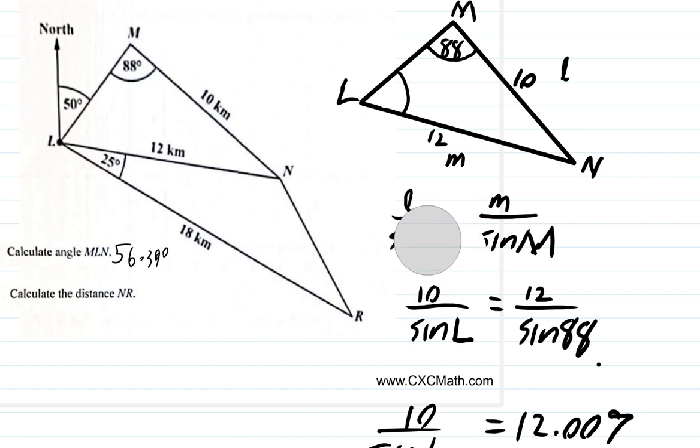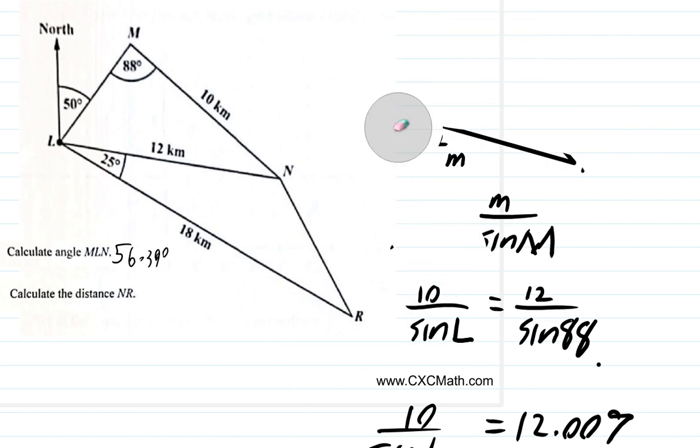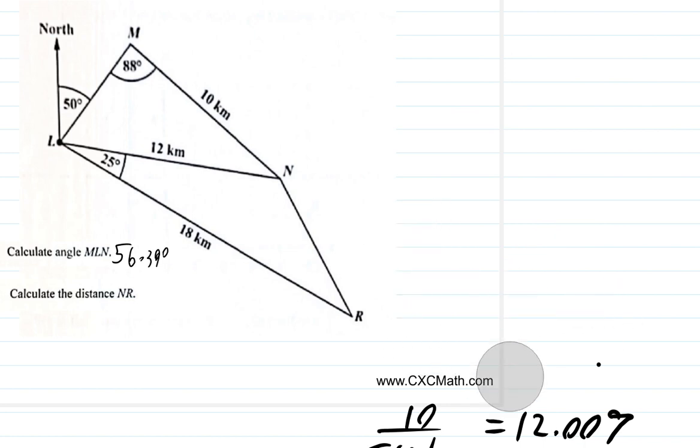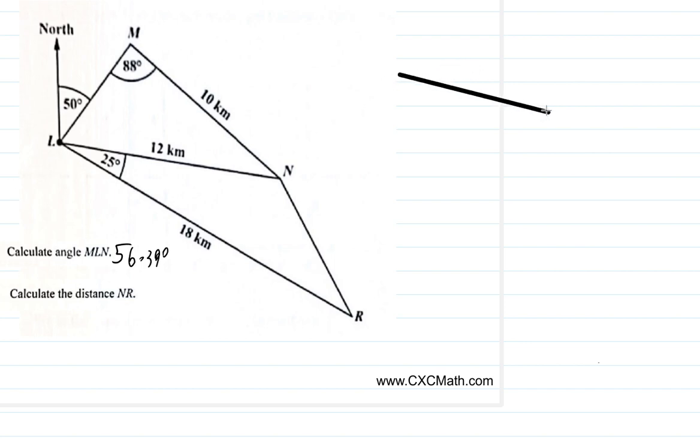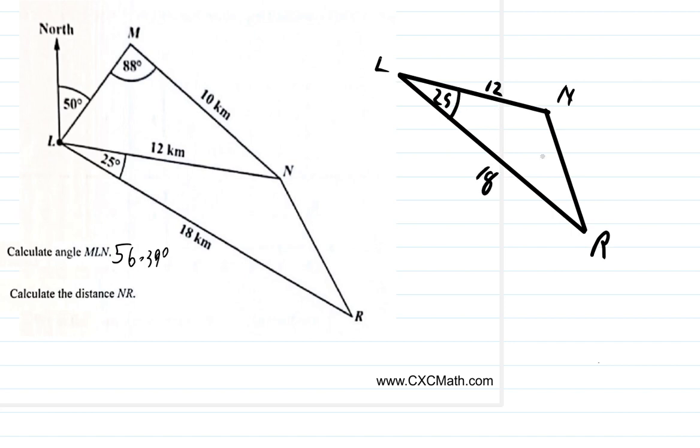I'm going to erase this work in order to make some space. NR. I'm going to take this triangle out by itself, so we concentrate on it. Here, this is L, N, R. We have 25 degrees, 12 kilometers, 18 kilometers. What is NR?